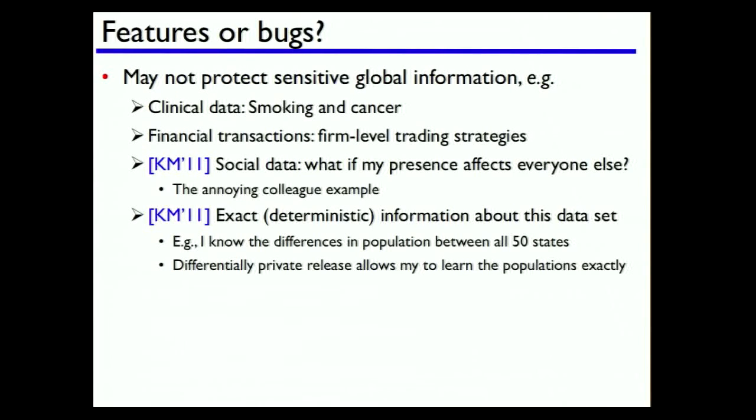How can I use that? So for example, this is a simplistic example, but suppose I'm trying to release the populations of all 50 states, and what somehow gets released through a side channel for whatever reason are the exact differences between the populations of all those states. Okay? So now, I might release something that is a differentially private release, which would allow you to figure out the exact populations of all the 50 states with very high confidence based on this side information.